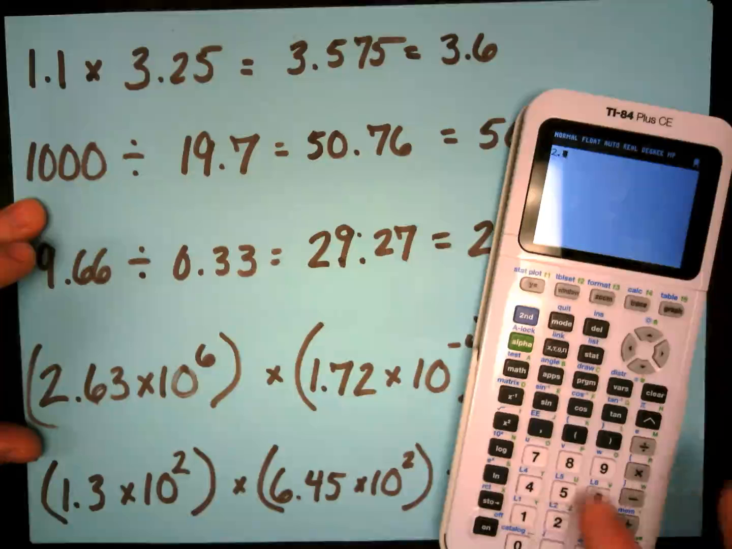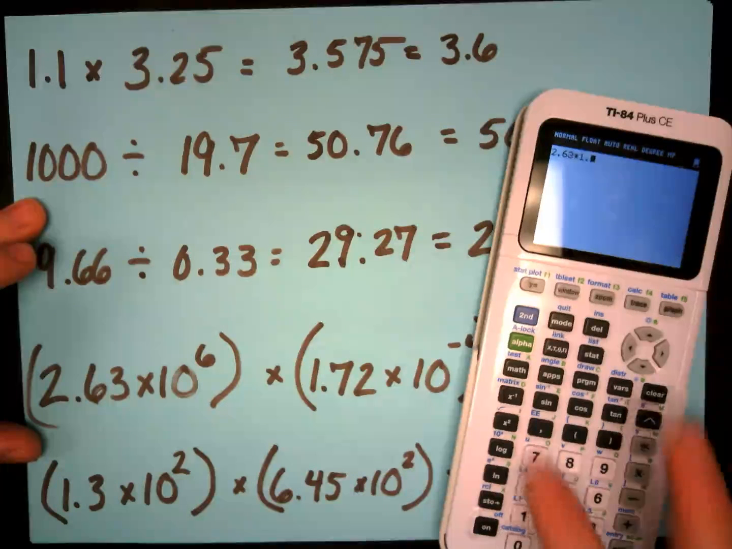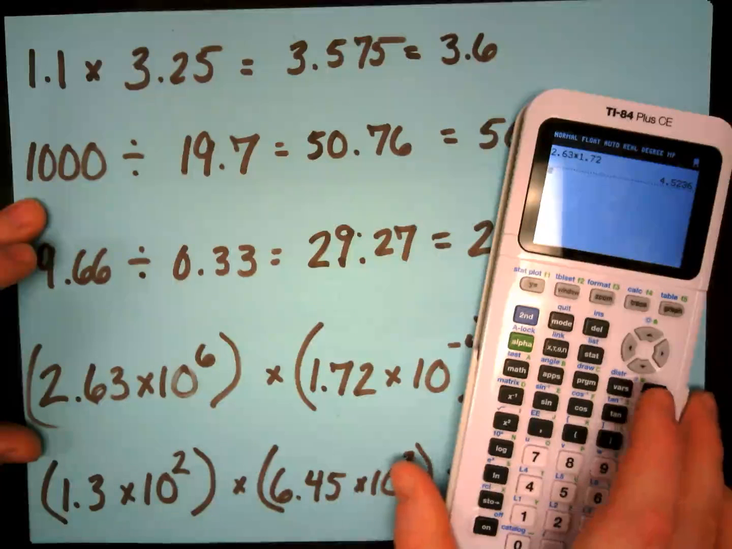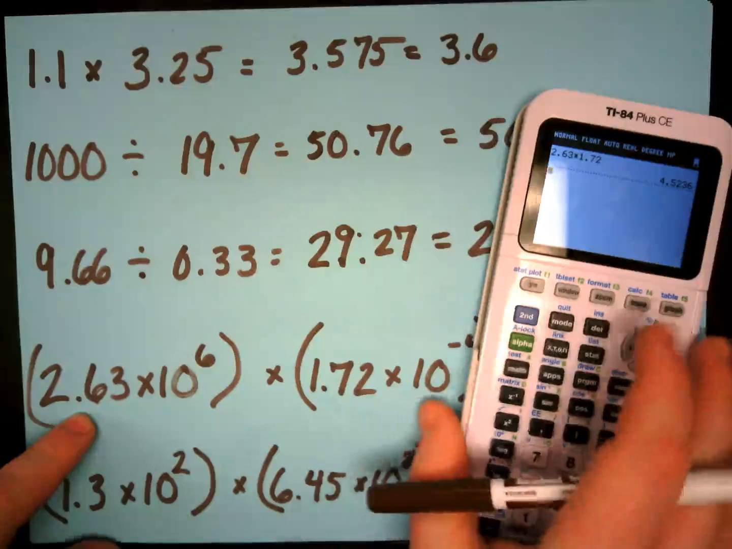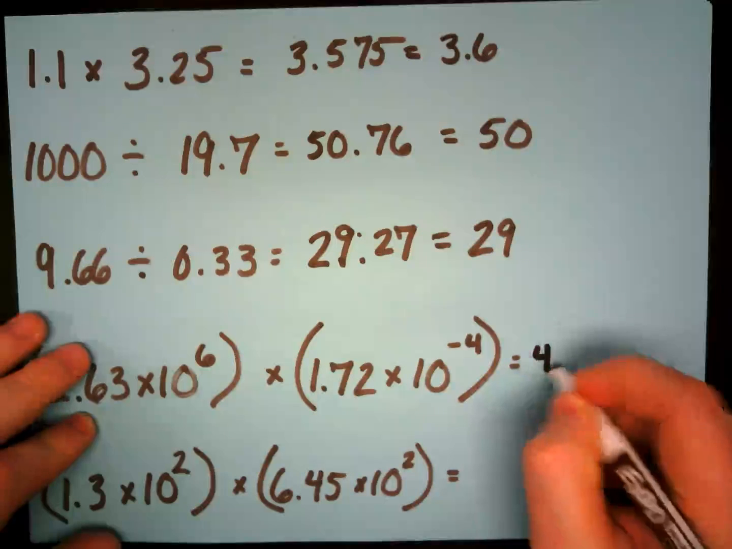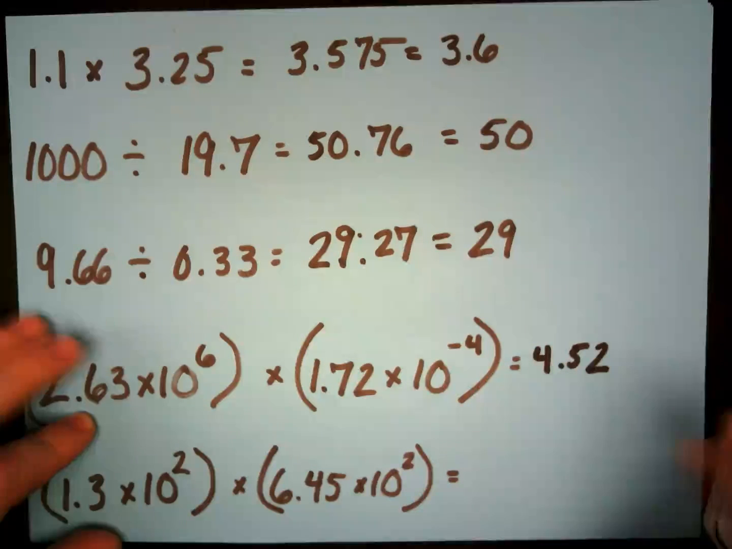So we're going to multiply 2.63 times 1.72, which is going to give us 4.5236. Okay. Now, that is what we're starting off with. And real quick, I'll write that down, but I'm going to keep my sig figs, which is 3. So it's going to be 4.52.